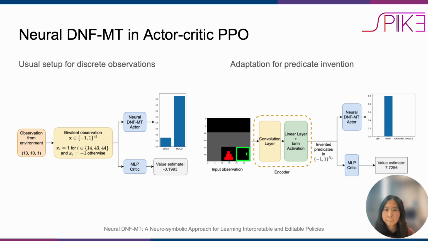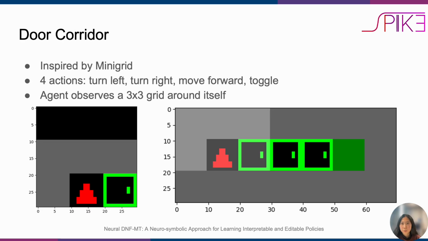Now I will show an example of policy learning with our Neural DNF-MT actor in an environment called door corridor. This corridor is inspired by mini-grid and has the same observations space as other environments in the mini-grid set. The agent in this right triangle here sees a 3x3 grid around itself, and the vision can be blocked by obstacles like walls, gray cells here, and also closed doors. This door here right now is closed.